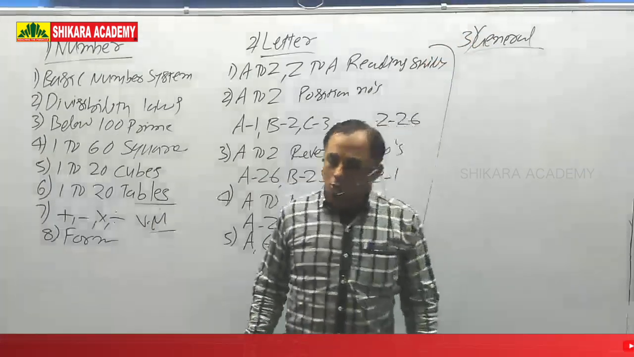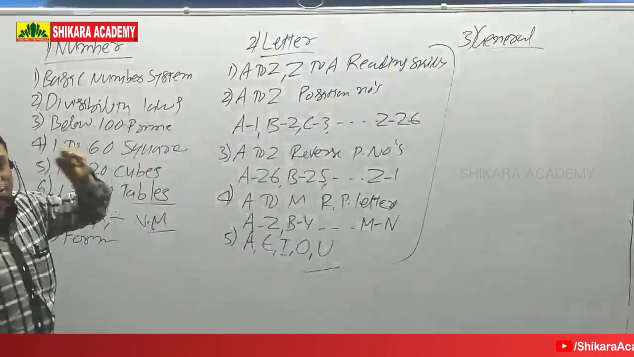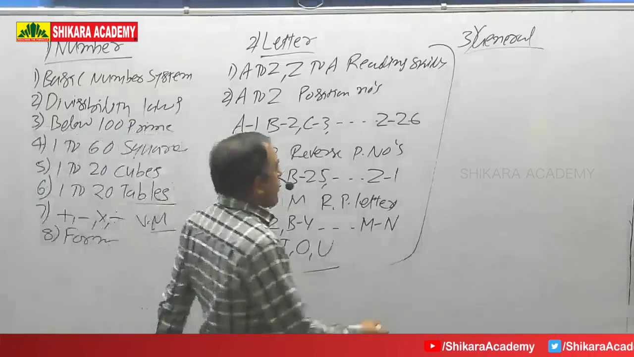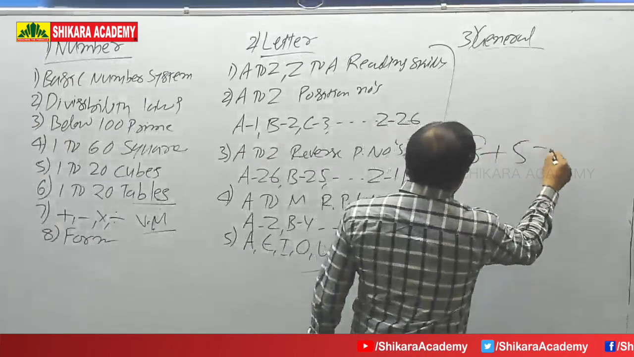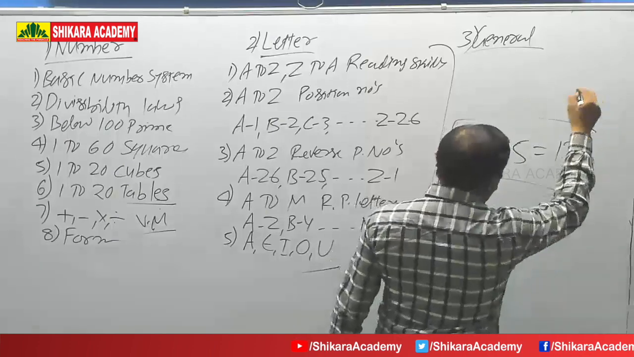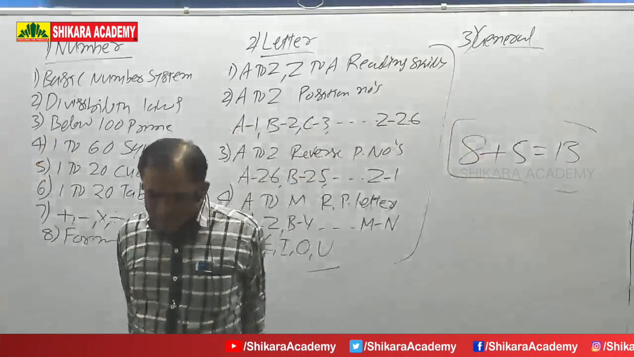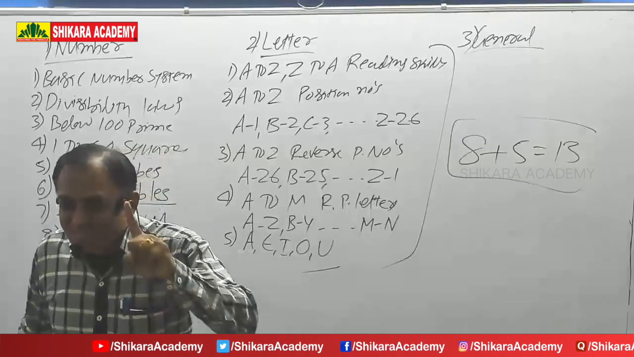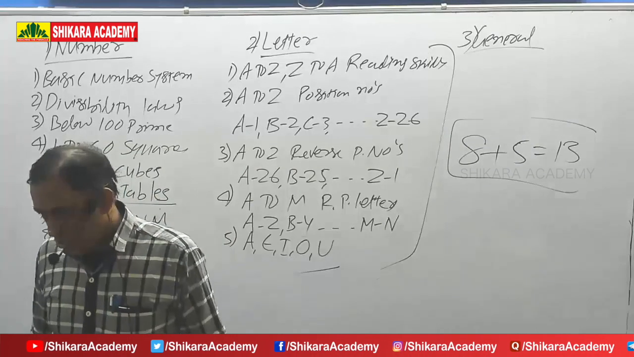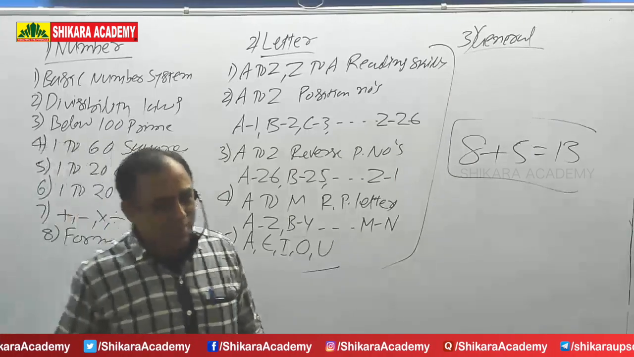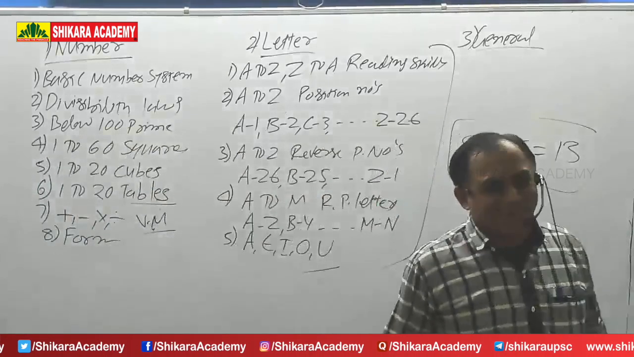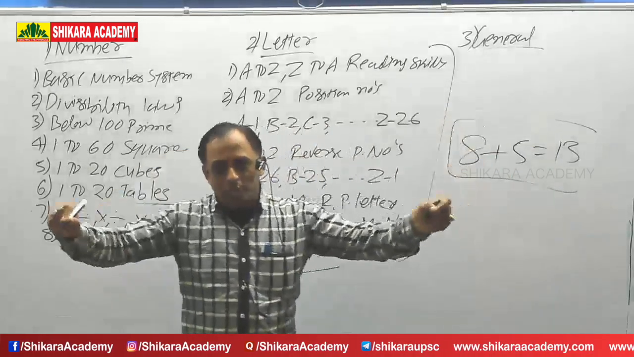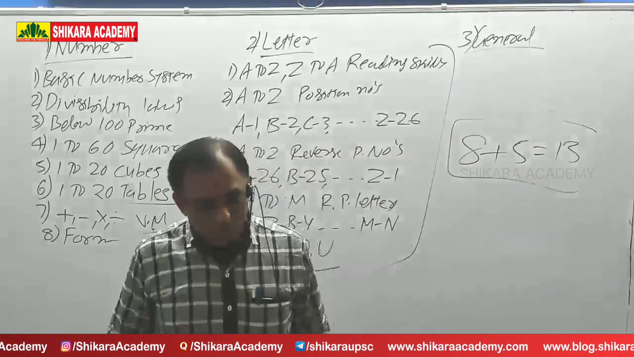Okay, so first try to become a master in these 8 plus 5, 13 points. If you are good in these 13 points, no doubt your rank will be single digit. You will get a single digit rank in coming Group 1 or Group 2 or Group 3 or Group 4 or any examination.